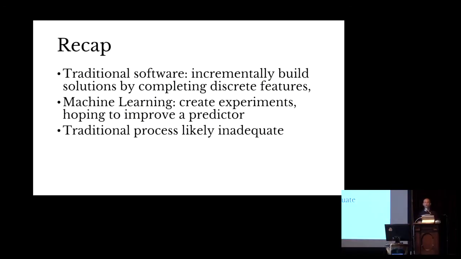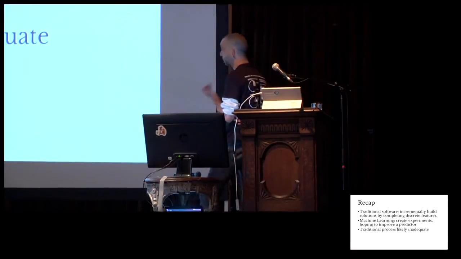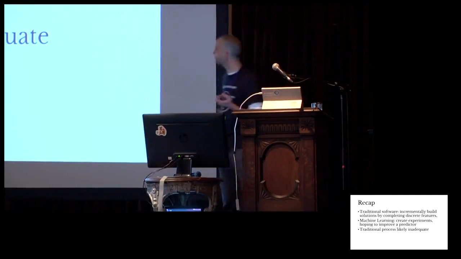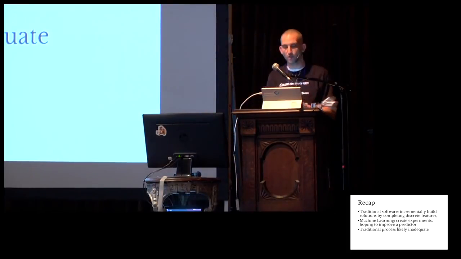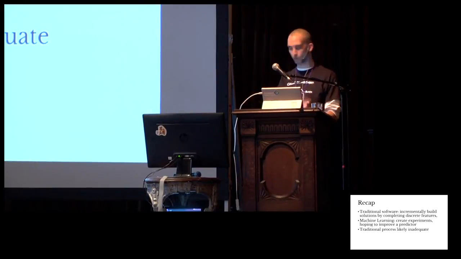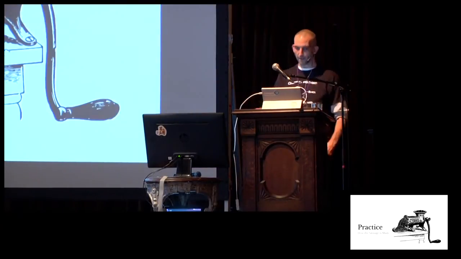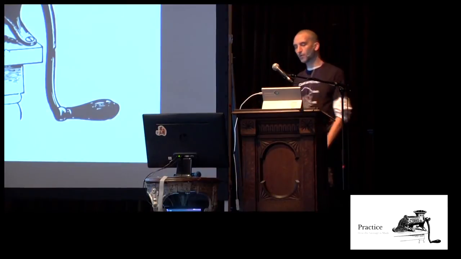When you're writing traditional software, you're building discrete features incrementally, adding them one by one until you're done. In machine learning, you don't really do that. What you do is create many experiments to get better and better at predicting something. In that frame, the traditional process is also probably not going to work very well, which explains how in 3 weeks we had a repository which looked like complete crap. So this is a bit of context on machine learning.